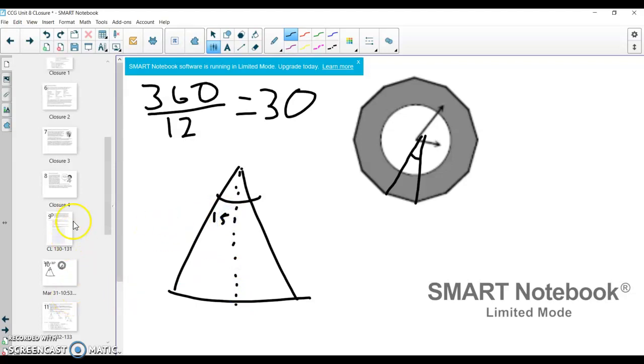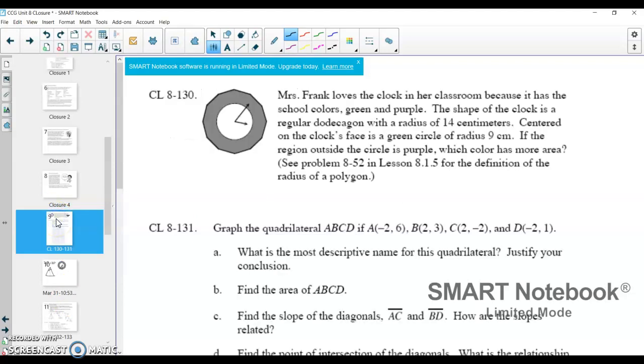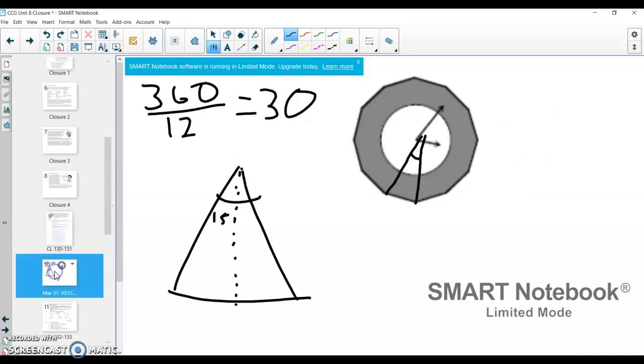Something I need to put in here too, I have my angle now, but I've got to go back to my problem quick. It says that the shape of the clock is a dodecagon with radius 14, which means my radius, and I'll put it in red here, is from the center to one of the vertices. So that is the 14. And that line on my redrawn triangle is this one right here. So those are the sides that I have.